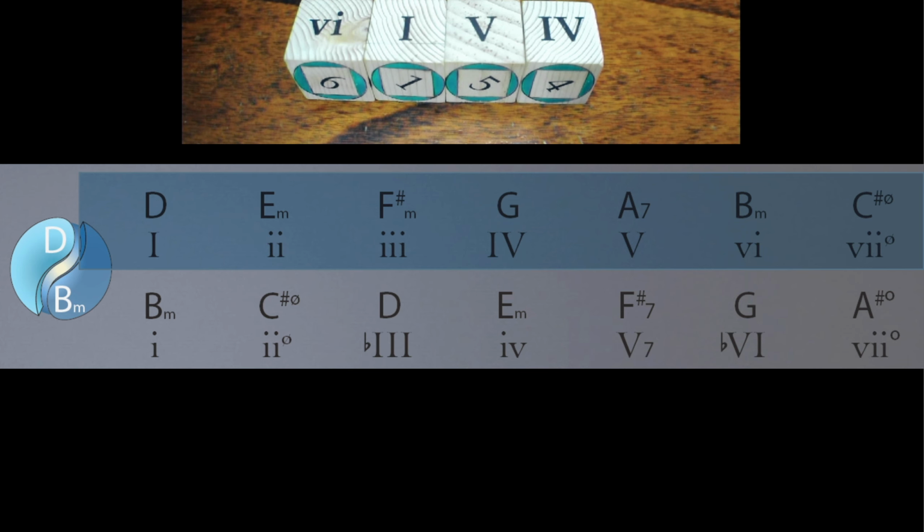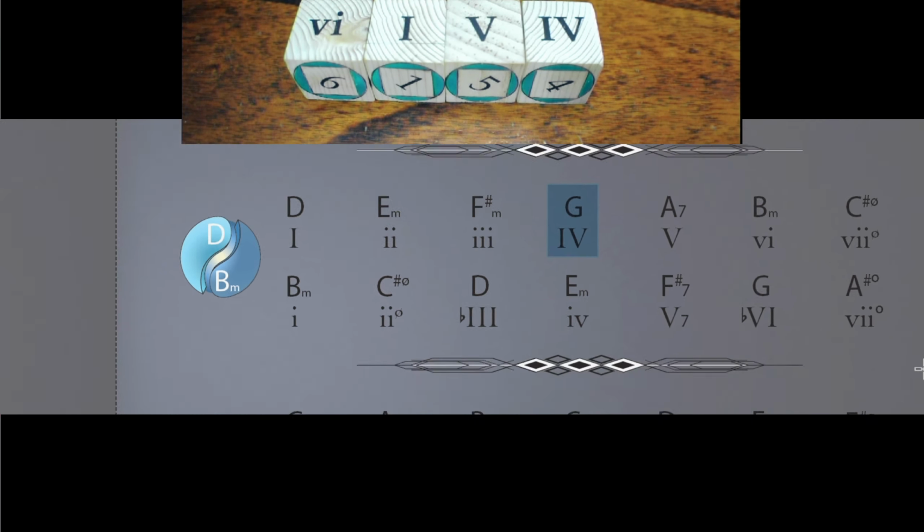Now for this song, it's going to be a B minor, chord 6. Chord 1 is D major. Our chord 5 is A major. And chord 4 is G. Now how do we play that?